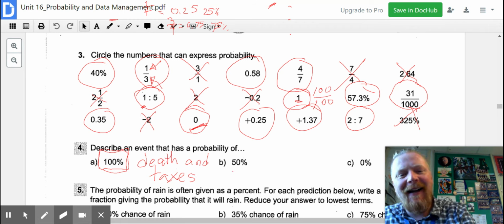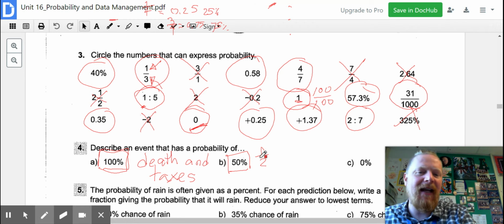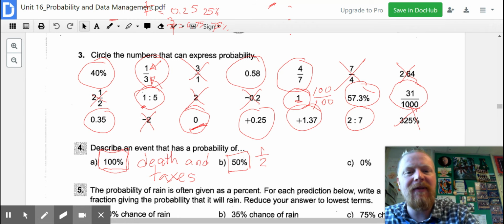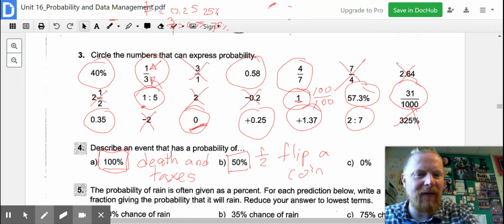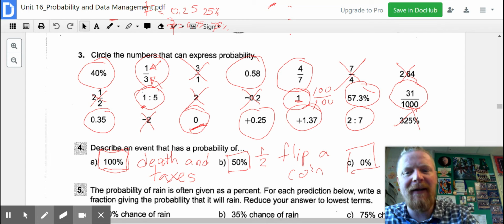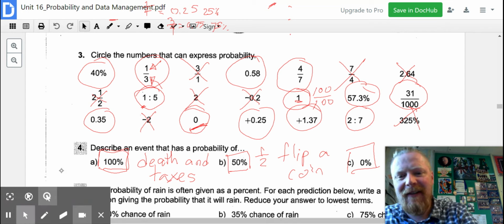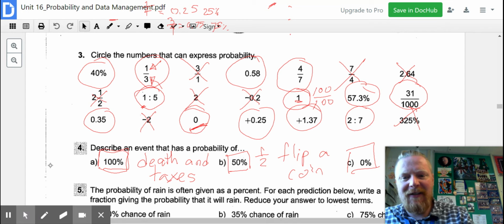50%. This would be where there's a 1 in 2 chance that something can happen. So there's 2 possible outcomes. The one that I can think of is flip a coin. Or play a game where there's only 2 players, win or lose. Okay? What about 0% chance of something happening? I'm sure you can think of something that's got a 0% chance of happening. Let's take a look at the next one.